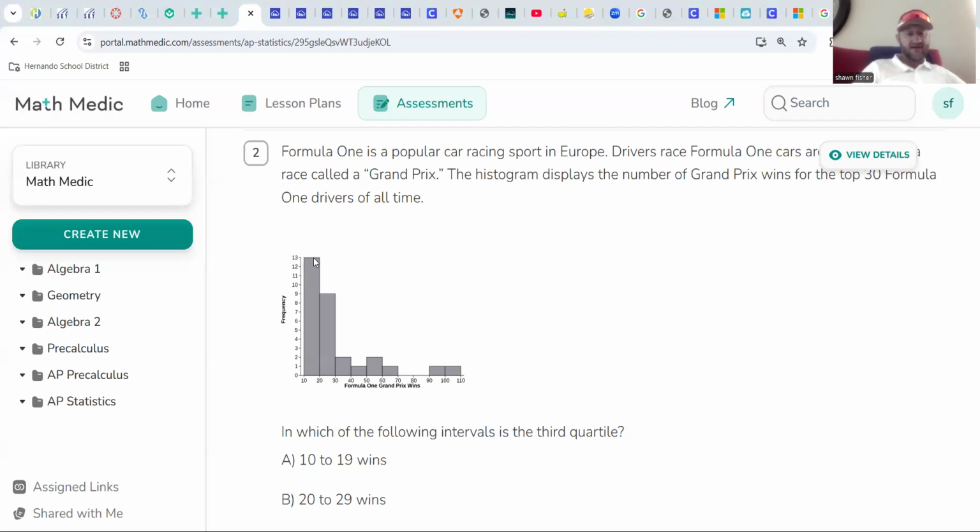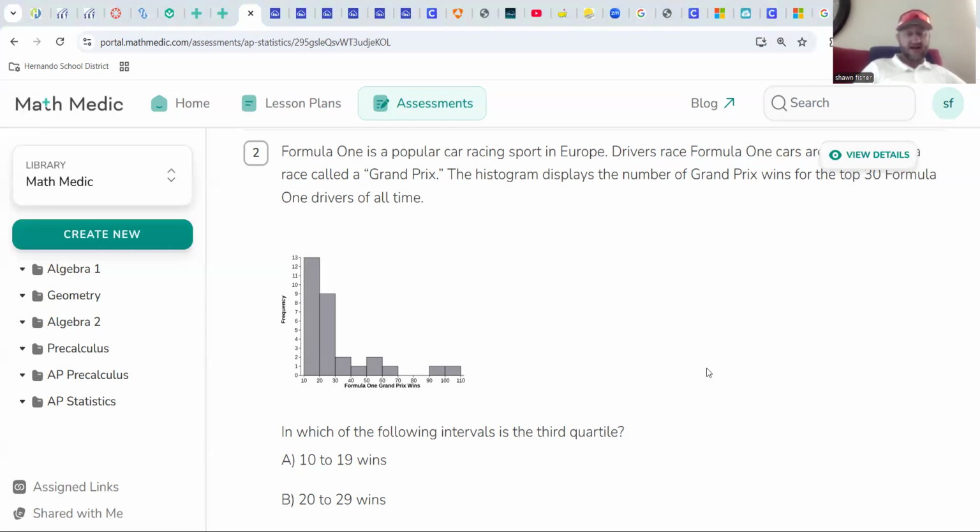Well, it looks to me like 13 plus another 9 is 22, right? 22.5. Is this 30 to 39? So 22.5 is about right here. So it looks like between interval 30 and 39, 75% of my data is right here. 75% of these drivers are right here.